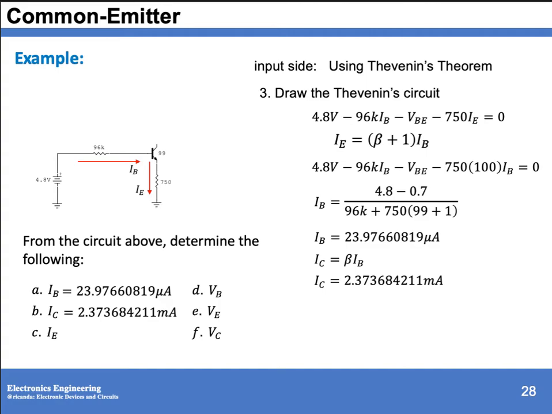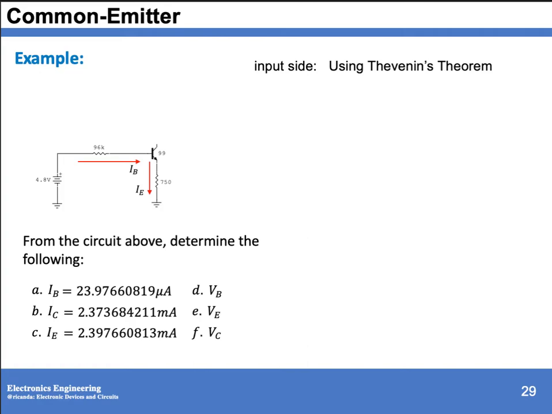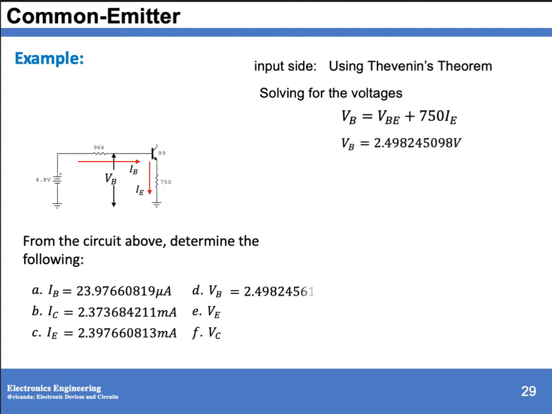that is 2.373684211 milliamp. And for your IE, which is beta plus 1 IB, so we have this IE. Then solving for the voltages, we have your voltage at the base, which is equivalent to voltage base emitter plus 750 IE. Remember the voltage base emitter is 0.7. Then 750 times IE, we have already IE.